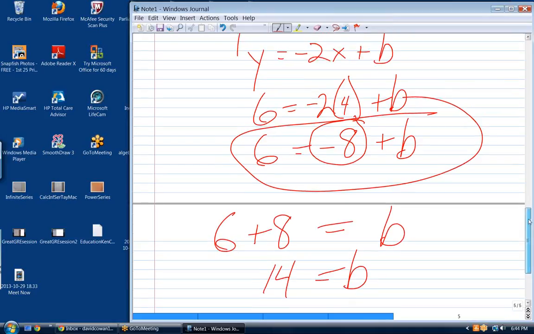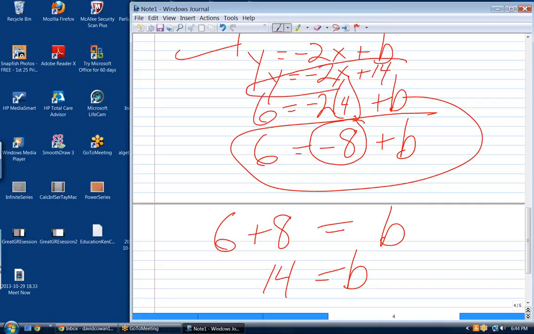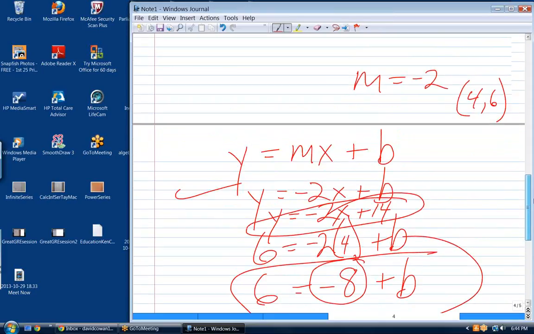Oh, okay. So now I can go back, and instead of having a half specific equation, I can make a totally specific equation. y equals 2x plus 14. There's the equation of that line. Now, let's go back a moment.